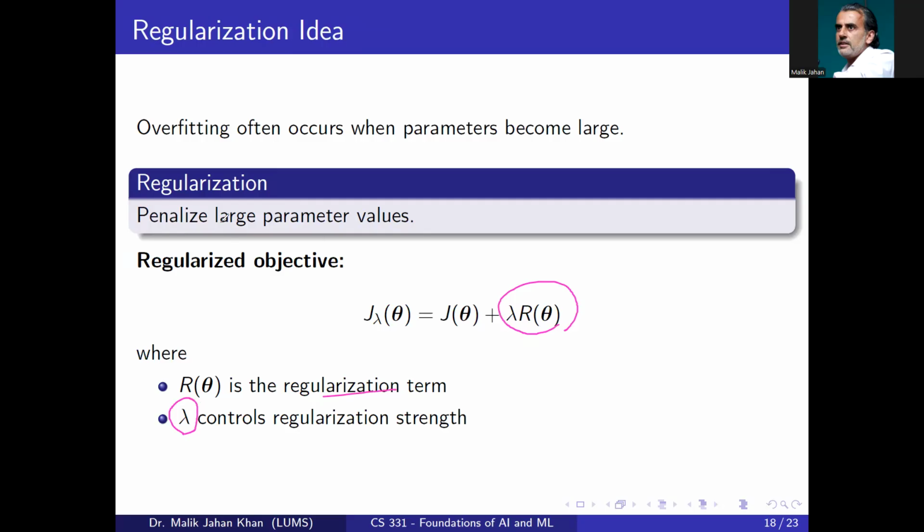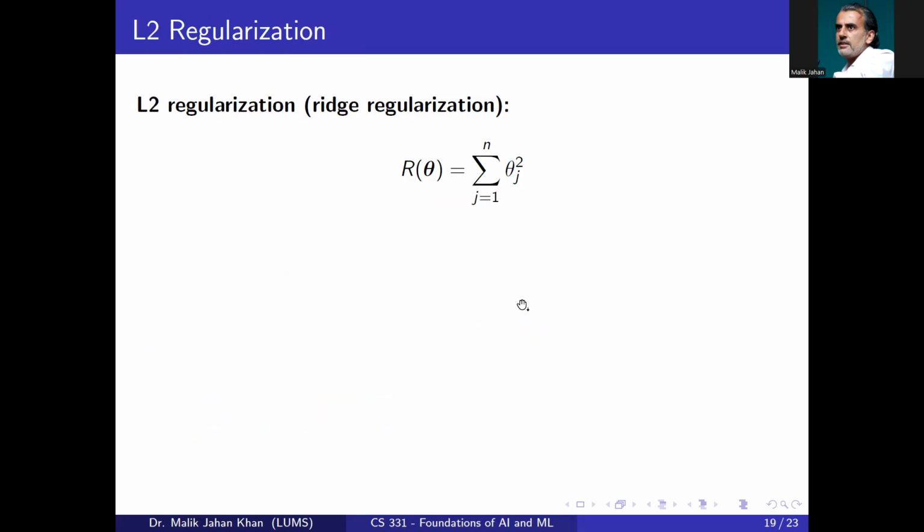So when we say we penalize large parameter values, that essentially means that we are adding this regularization term in our loss function, and we are modifying our loss function. So this is a regularized loss function, which we need to minimize. So now, what is R theta? This is a function of theta, and you can come up with different regularization strategies of your choice. There are different strategies available in the literature.